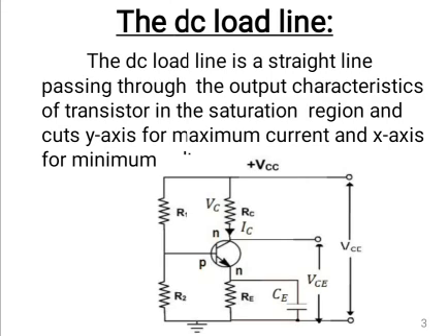Next, the DC load line. The DC load line is a straight line passing through the output characteristics of the transistor in the saturation region and cuts the y-axis for maximum current and the x-axis for minimum voltage.